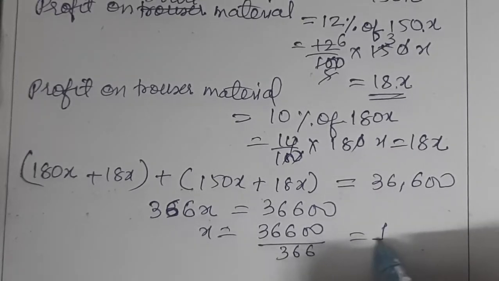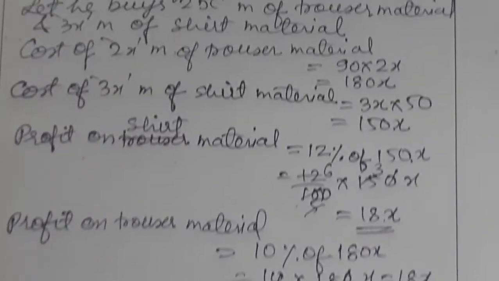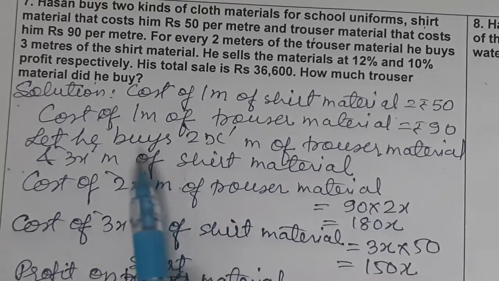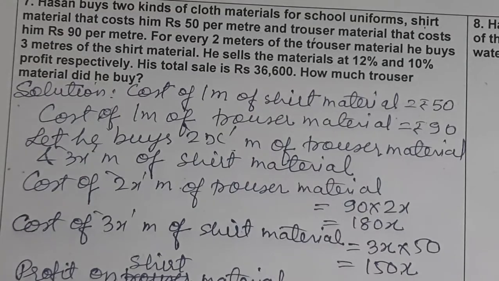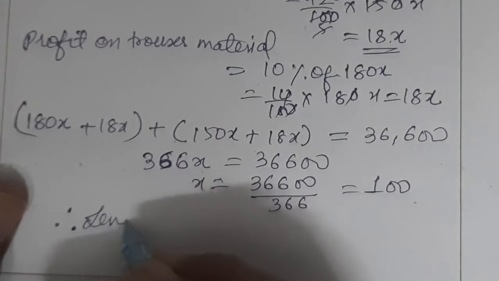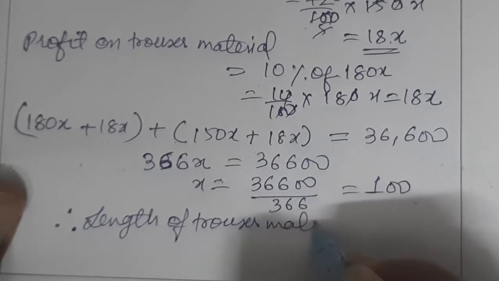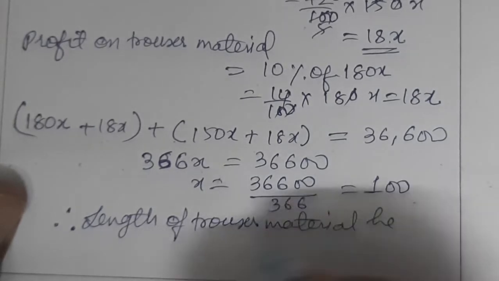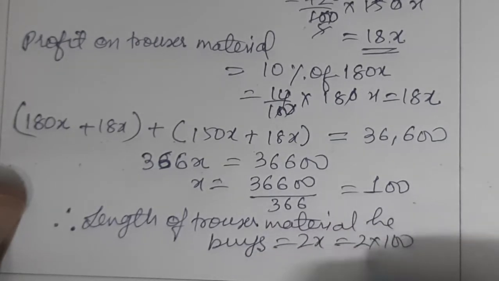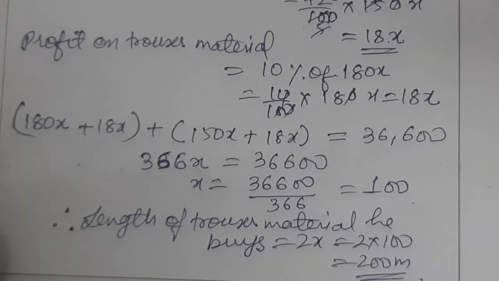On cutting we'll get 100. Therefore, what we need to find? See the question, what we need to find? How much trouser material did he buy? He bought 2x meter. So we'll multiply with 2. Therefore, length of trouser material he buys equals 2x equals 2 into 100. 200 meter trouser material he purchased. Understood, children?